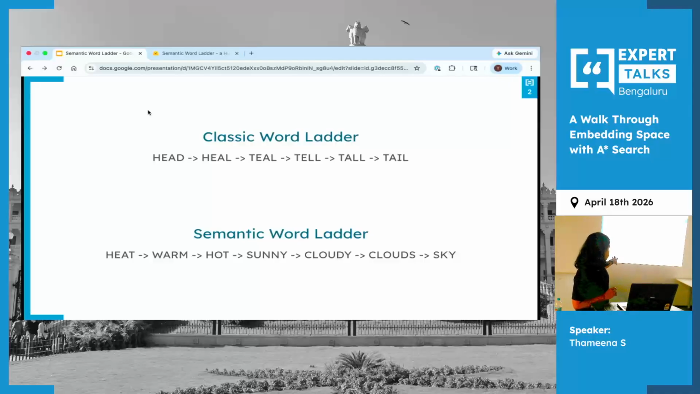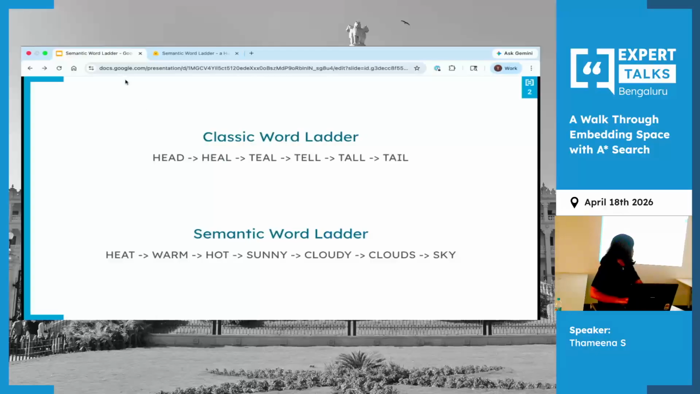So here I have my start word as heat and end word as sky, and I get from heat to sky by changing the meaning slightly. So heat becomes warm, warm becomes hot, hot becomes sunny, cloudy, clouds, and sky. So I'm forming a chain of words where the meanings are related and it finally becomes a sequence of words. That is called a semantic word ladder.